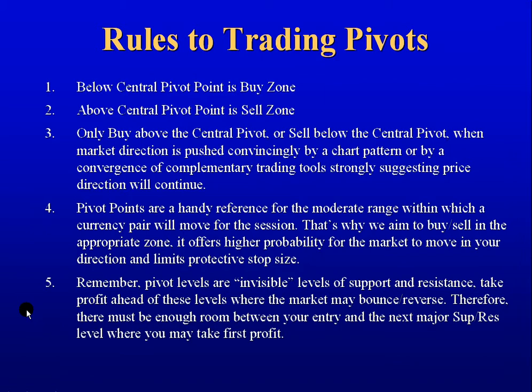Keep in mind that pivot levels are what we call invisible levels of support and resistance. So take profit ahead of these levels where the market may bounce or reverse. And we have to leave enough room, though, to account for the spread for our stops and our limits ahead of the major levels of support and resistance.